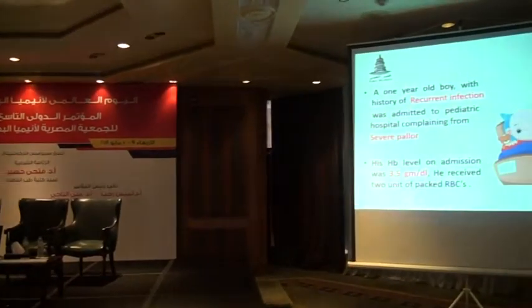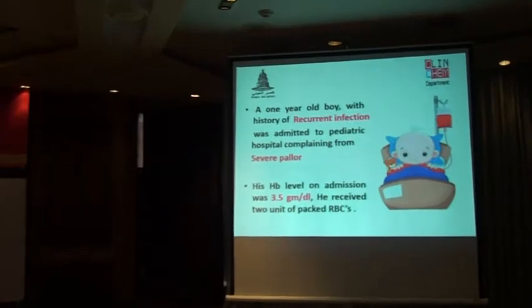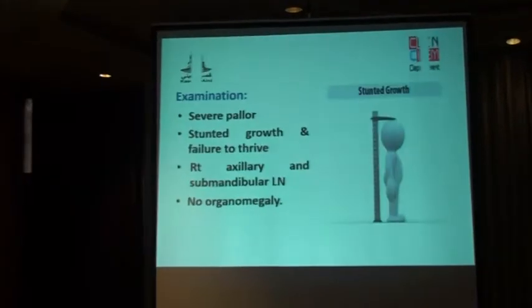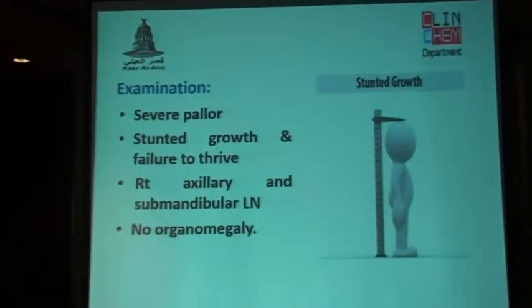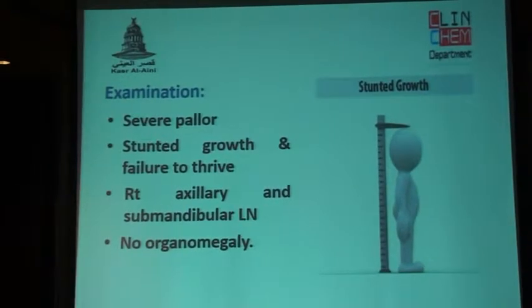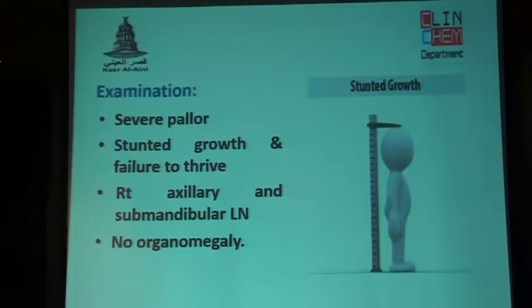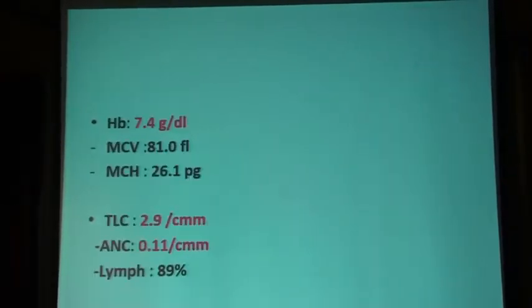Our case is about a 1-year-old boy. He has a history of recurrent infection and was admitted to the pediatric hospital complaining of severe pallor. His hemoglobin level on admission was 3.5 gram per deciliter, and he received two units of bagged RBCs based on this hemoglobin. On examination, he had severe pallor, stunted growth, right axillary and submandibular lymph nodes with no organomegaly.